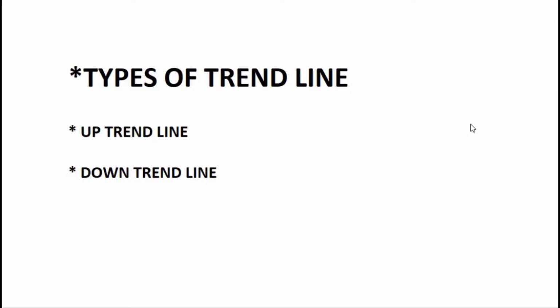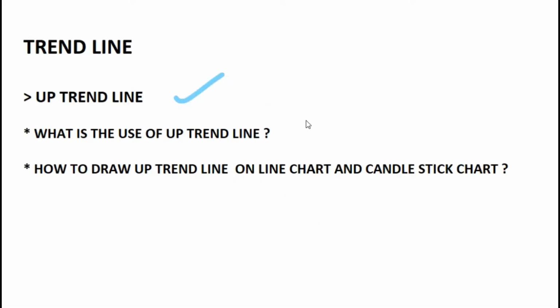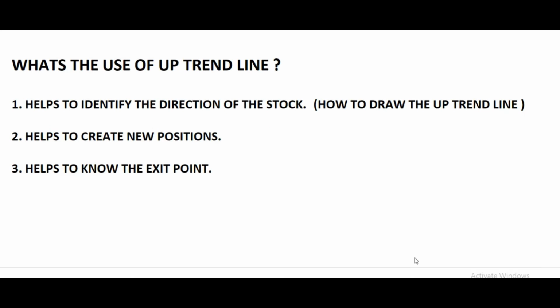Well, how many types of trend line can we draw? We can draw two trend lines, that is uptrend line which will be in the upside direction and downtrend line which will be in a downward direction. Let's understand what is uptrend line, what is the use of uptrend line and how to draw uptrend line on line chart and candlestick chart. Today I'll be teaching you how to draw trend line on line chart. I'll tell you how to draw uptrend line on candlestick chart in the upcoming videos. Let's see what's the use of uptrend line.